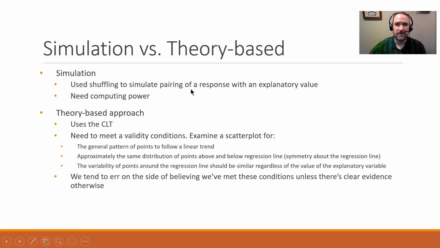Simulation uses shuffling to simulate pairing a response with an explanatory value under the assumption that the null hypothesis is true. We need a lot of computing power to do that. That's why we haven't always used simulation-based approaches, because we haven't always had computers available and handy that we could do that with. Nowadays, they're fairly ubiquitous. That's a great approach, and you can use it anytime you want to do inference with a slope.